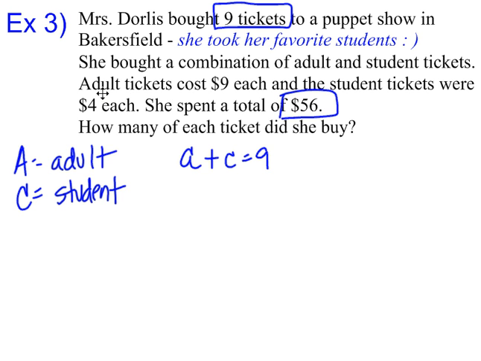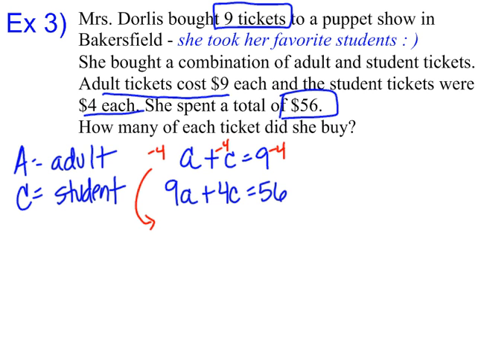Our second one is our value. Adult tickets cost $9 each, so we'll put a 9 in front of the A. Student tickets were $4 each, so I'll put a 4 in front of the C. And then there's our value of $56. We don't have to multiply through by 100 here, because in tickets we usually have whole dollar amounts. So all I'm going to do is try to get rid of either the A or the C. I'm going to multiply through by -4, so -4A minus 4C equals -36.